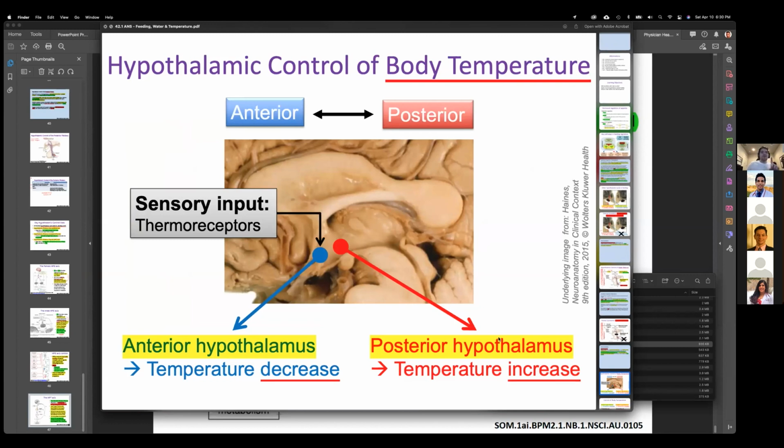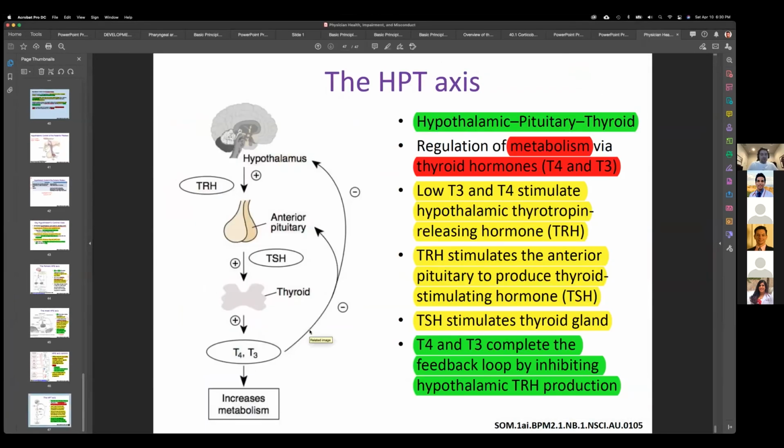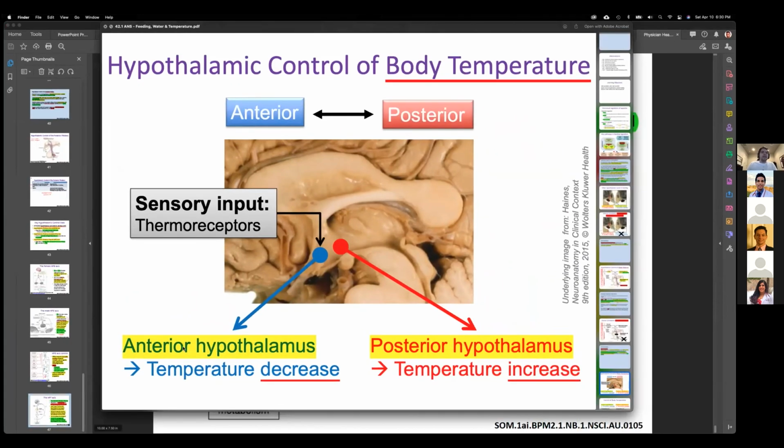So first of all, the anterior hypothalamus, if you're hot, the anterior hypothalamus will tell you to decrease your temperature. It's not saying you're recognizing a decrease in temperature. It's saying if you're hot, it's going to go through methods to decrease your temperature, such as sweating, right? So make sure you understand that concept.